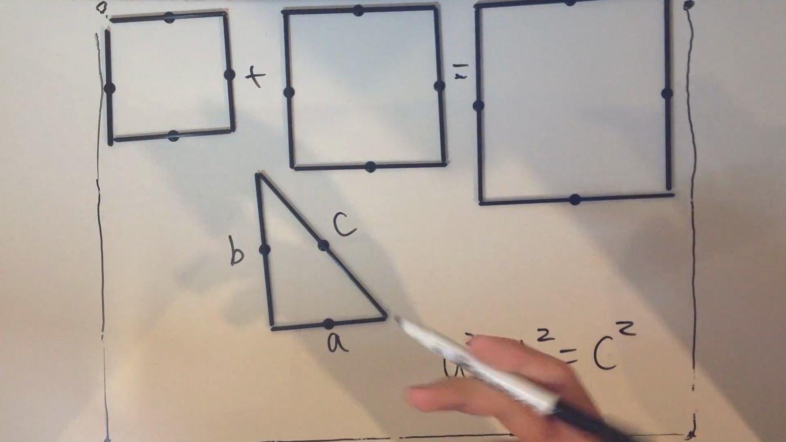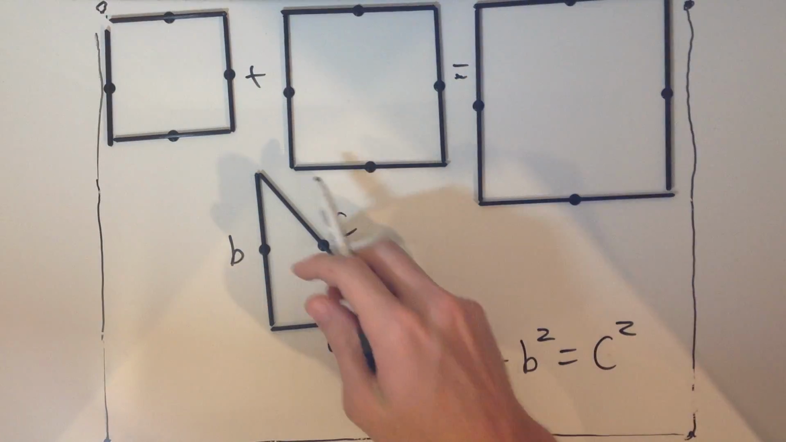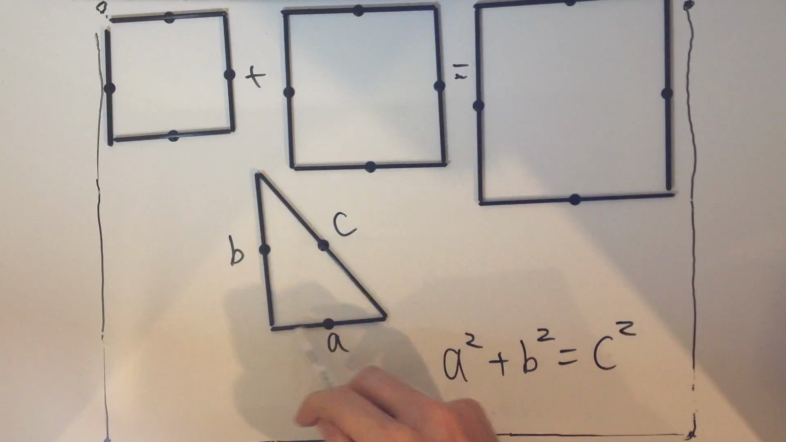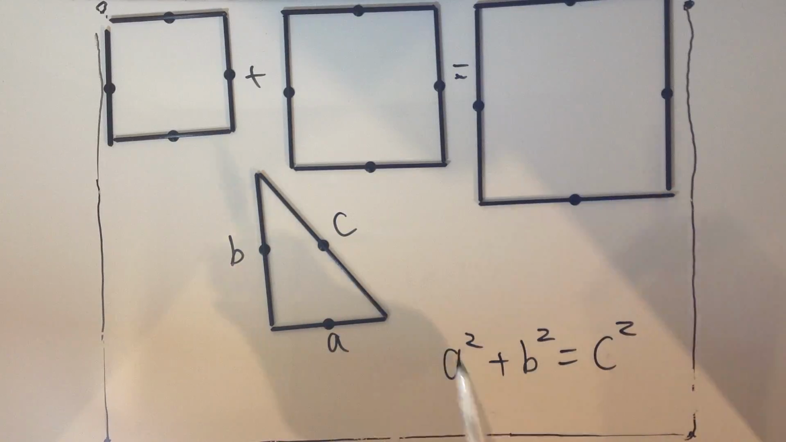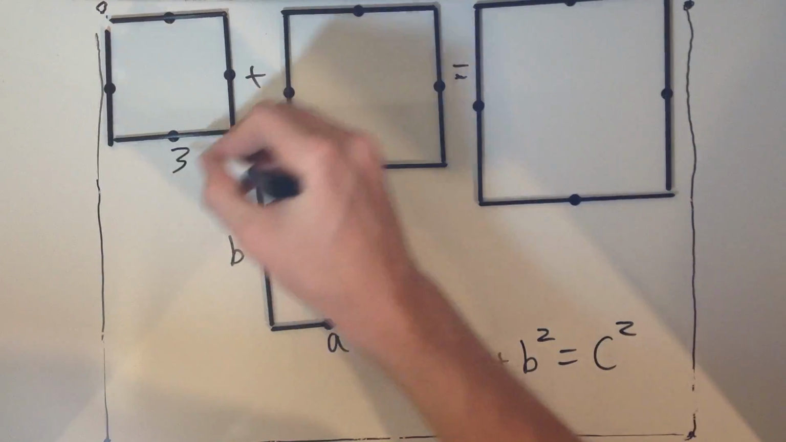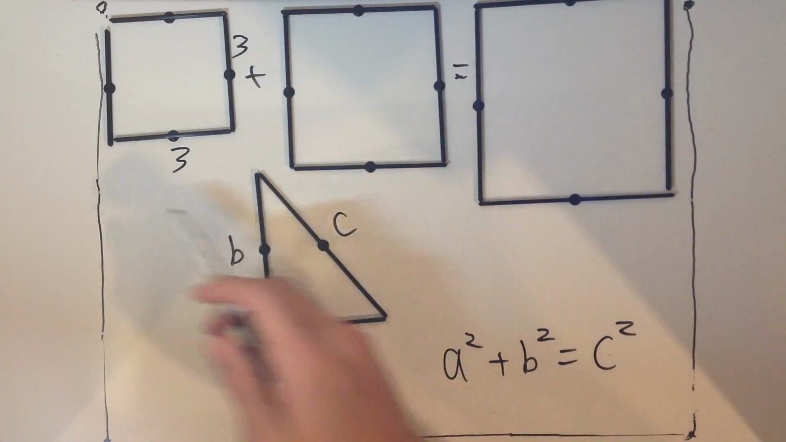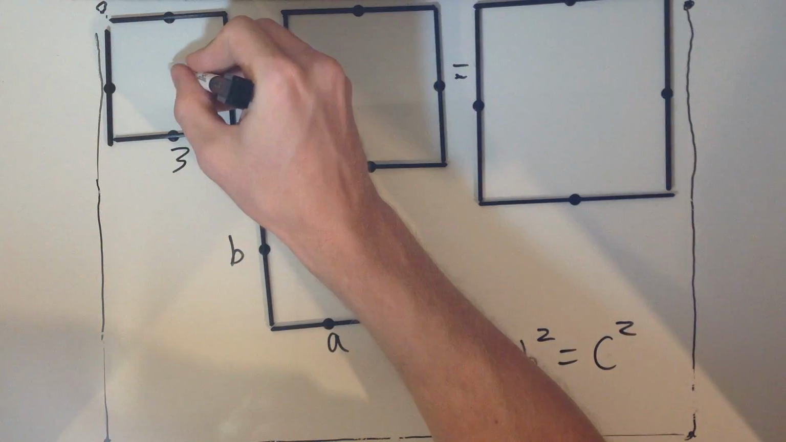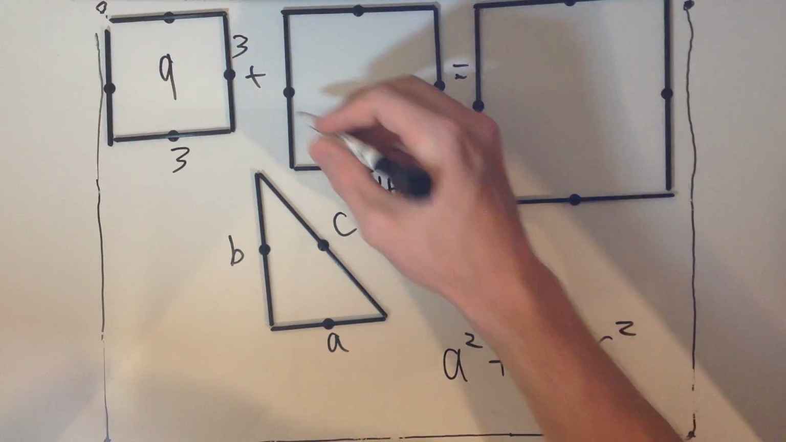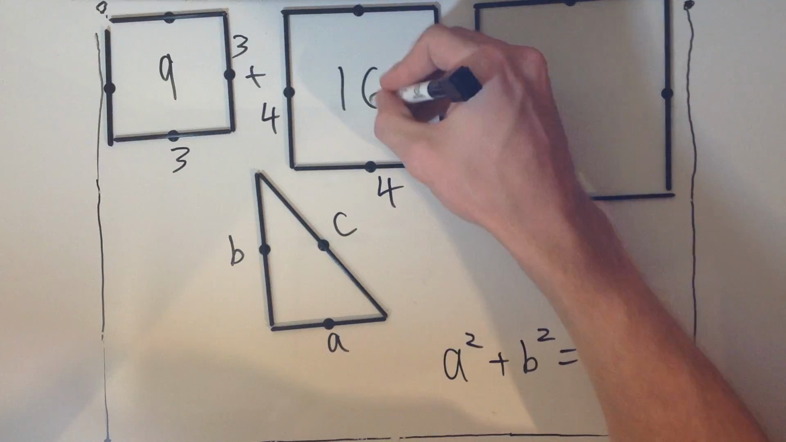Now let's give some numbers to see if this actually works. I 3D printed these little lines, and in doing so I made this a 3, 4, 5 triangle so that the numbers add up nicely. If we look at this square, this length is 3, this length is 3, we find the area of that, which is base times height, and we get an area of 9. Now let's do the same thing for the second square, which has sides of 4. 4 times 4 is 16.